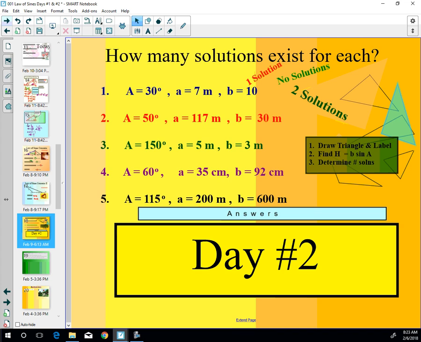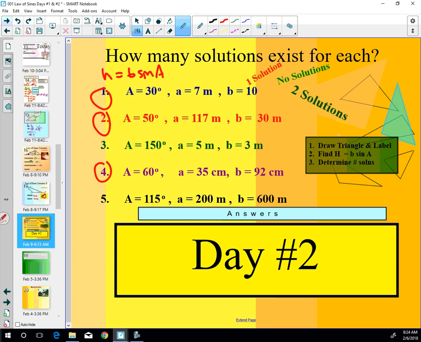Now what we're going to do is decide whether these are 1, 2, or no solutions. The way you're going to start is you're going to take B times the sine of A. And that is my height, and you're going to find that for each of these. We're going to do this just for these 3 because these are the obtuse ones. So let's have this side of the room, you guys do 1. Tell me what B sine A is. You guys in the middle, do number 2. What's B sine A? And then you guys over here, do 3. What B sine A is.